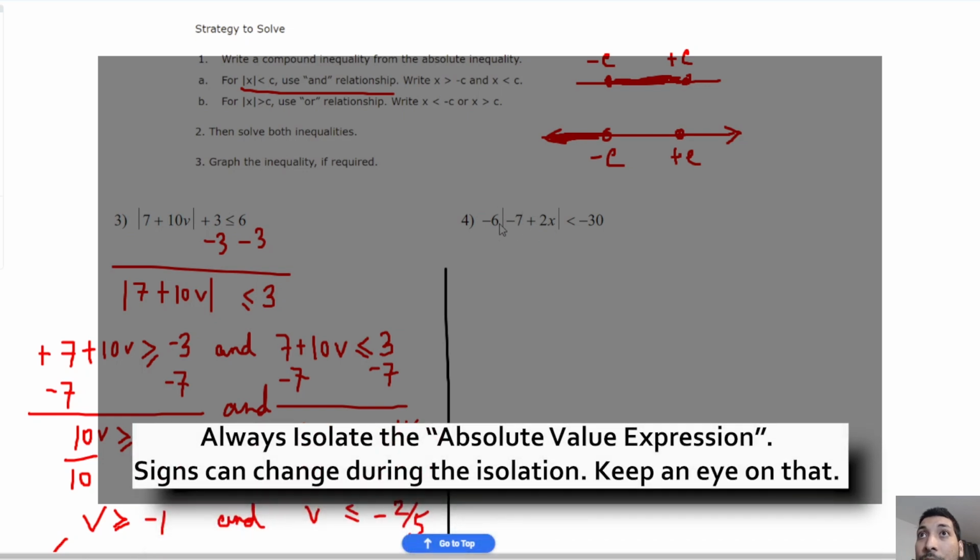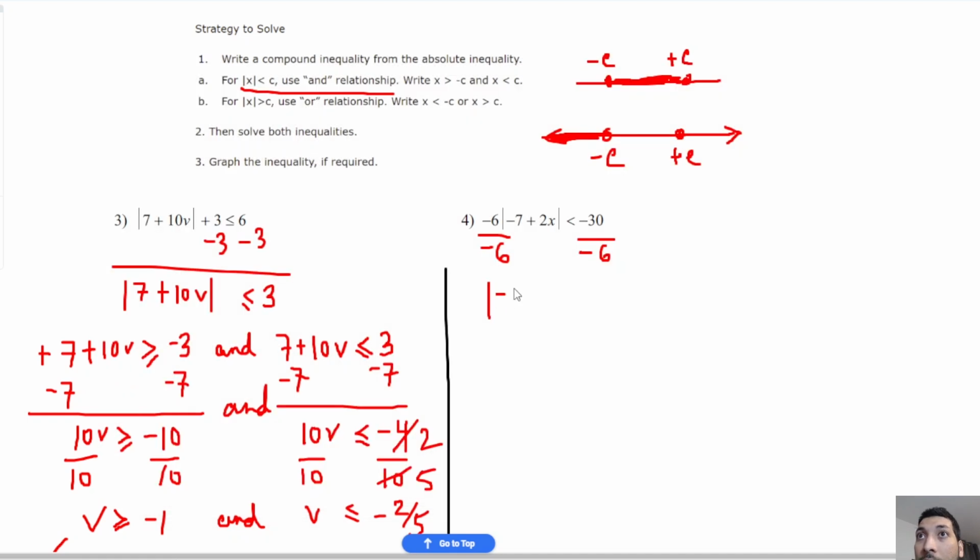To isolate this, we need to get rid of this -6. So we divide both sides by -6 first. If we divide both by -6, we see that we have this absolute value quantity of -7 plus 2x. Now that we have divided both by a negative number, this inequality symbol would reverse. So we have greater than -30 divided by -6, that is +5.